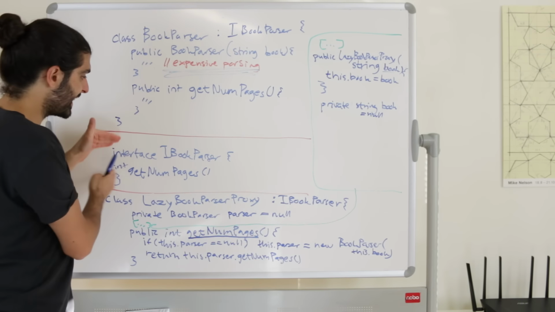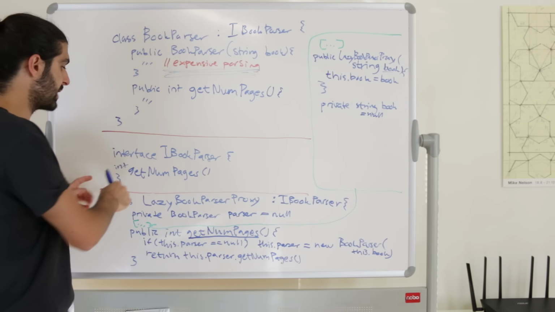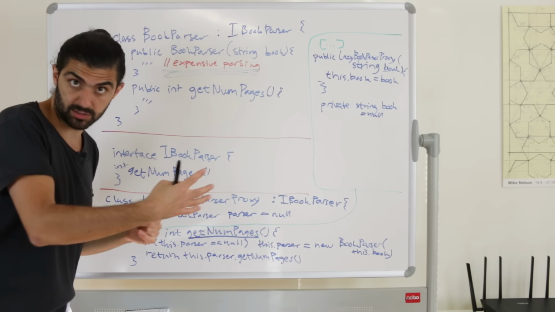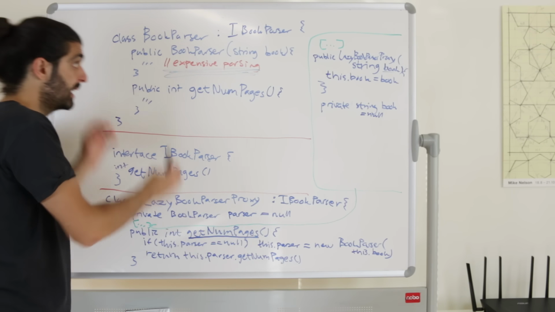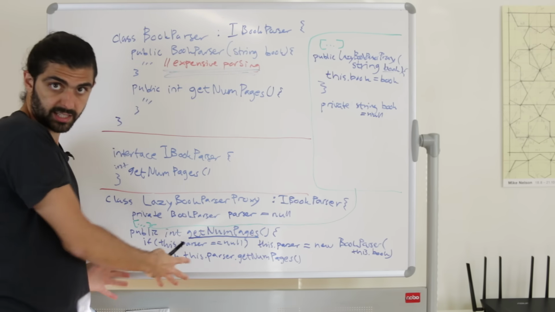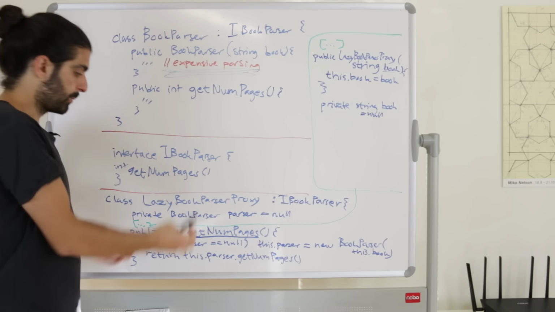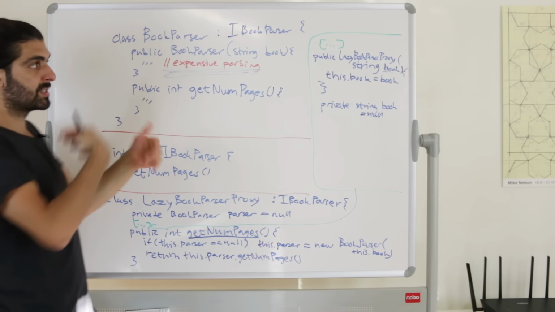Here's the thing. We've got an interface called IBookParser. It says that whatever claims to be a book parser needs to have a method that returns an int and is called getNumPages. And that method takes no arguments. Then we have a concrete book parser here and we have a concrete book parser here. This thing is the real book parser and this thing is the proxy. Whenever you want to use this book parser, we are providing you with this proxy so that you can use this proxy instead because it's more performant.